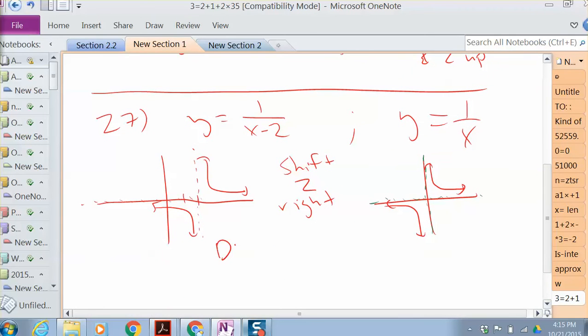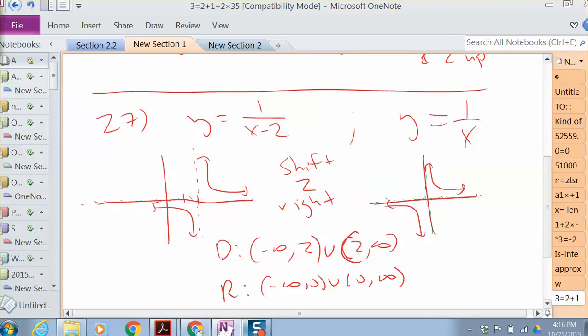So domain here is from negative infinity to 2, and 2 to infinity. So 2 is not included. Should be parentheses there, sorry about that. And the range will be from negative infinity to 0 and 0 to infinity, because the parent function had the same thing. We didn't shift the graph vertically, so the range stays the same.